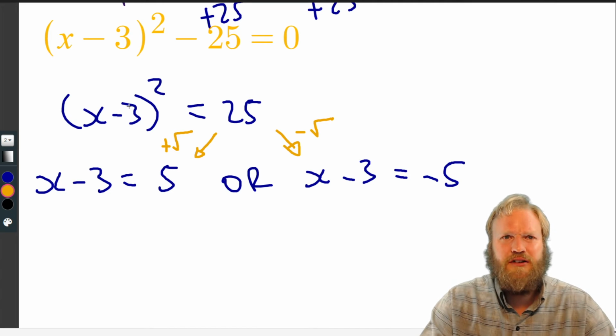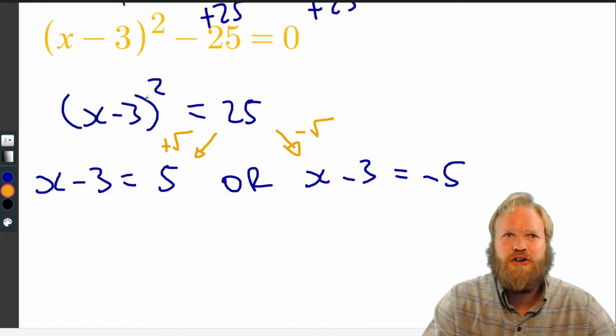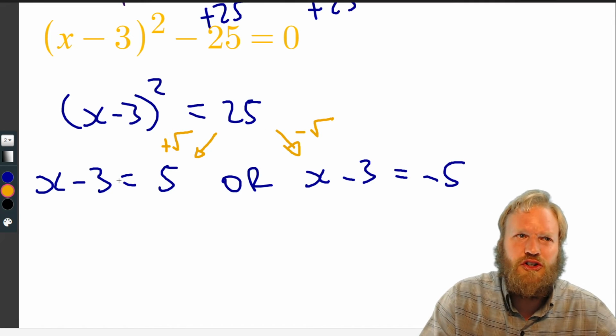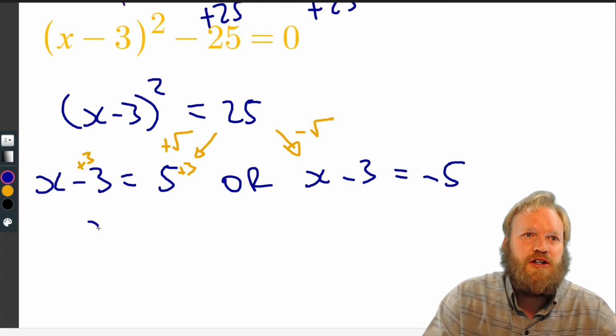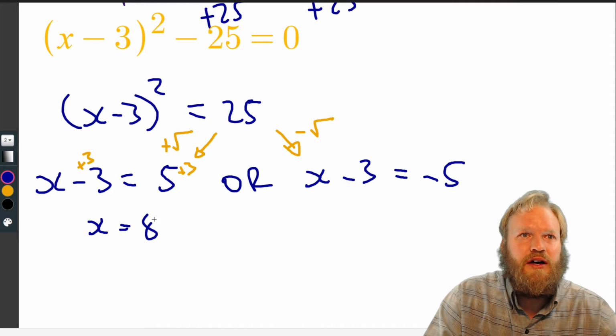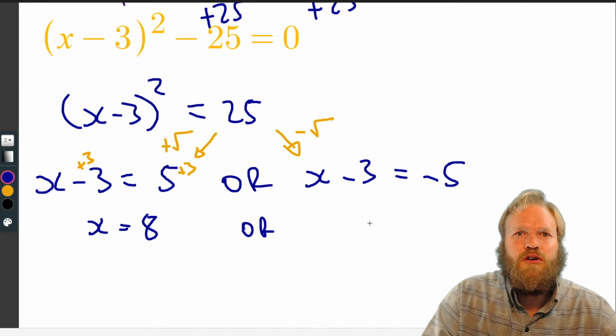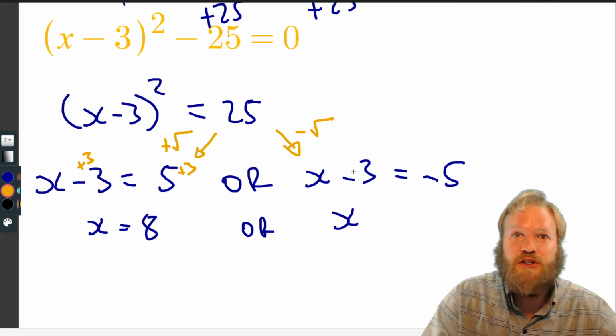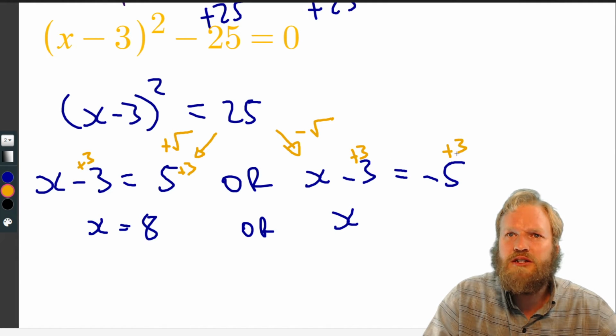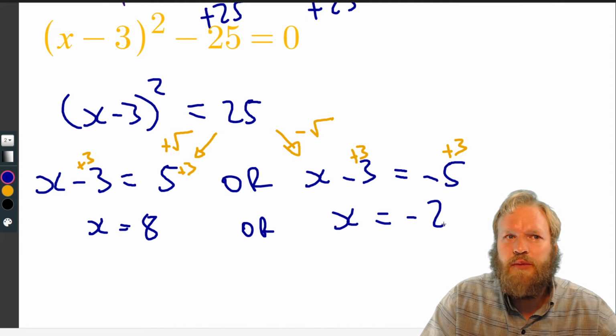And it fits in because look, we've got an x squared, so we should have two solutions. So we go merrily on our way and go, well, it's plus 3 to each side of our equation, right? So x equals 8, or we're going to plus 3 to each side of this equation. Let's just capture that. Plus 3, and whoa, x equals minus 2.